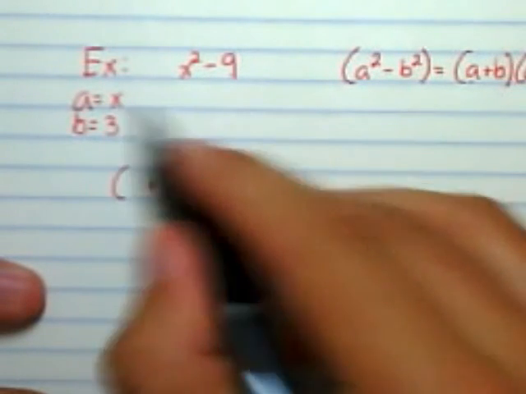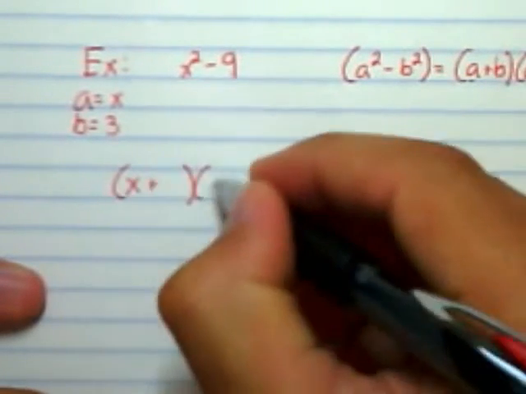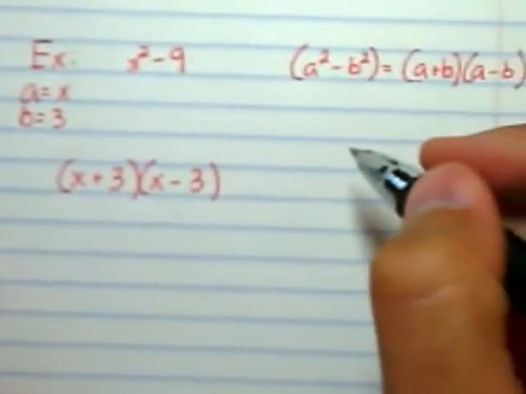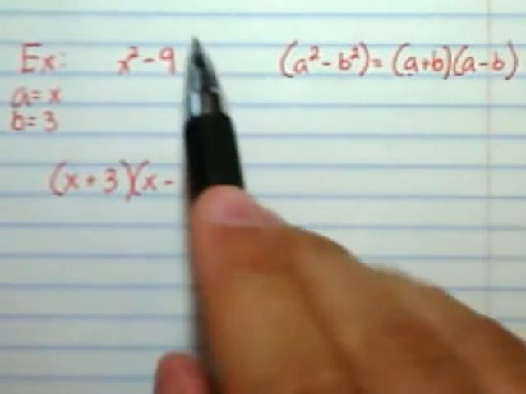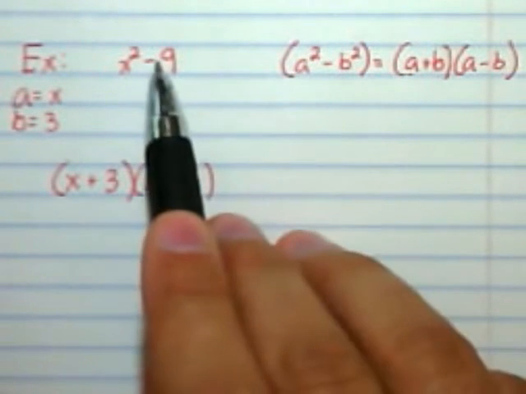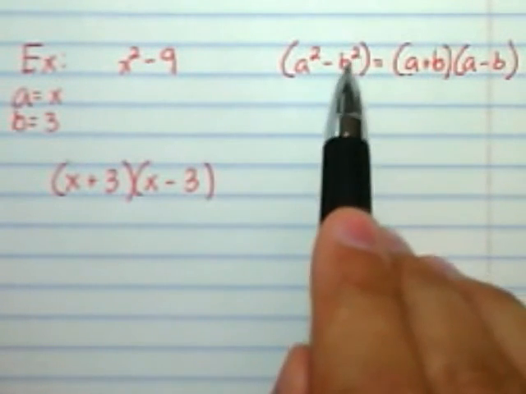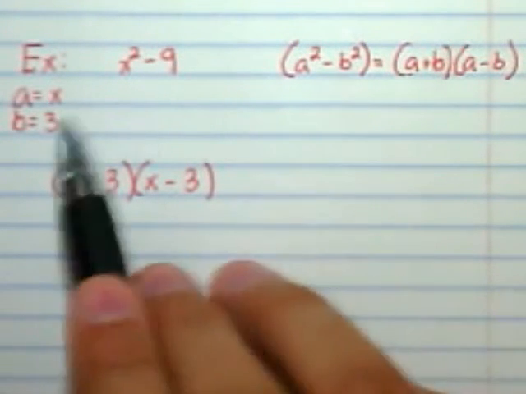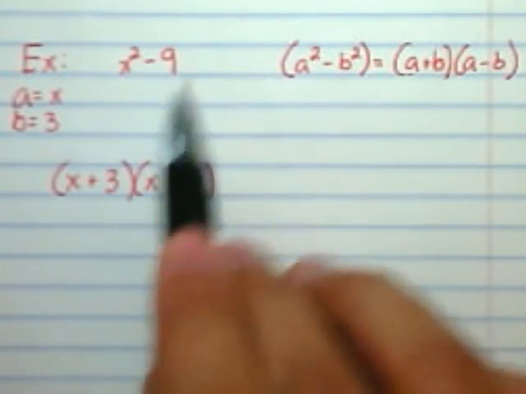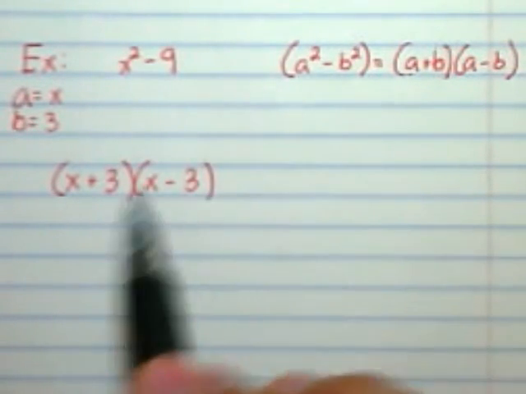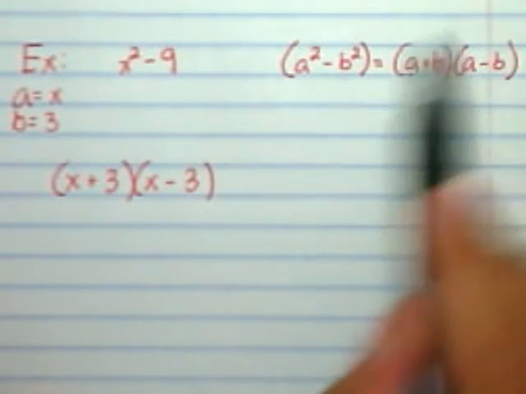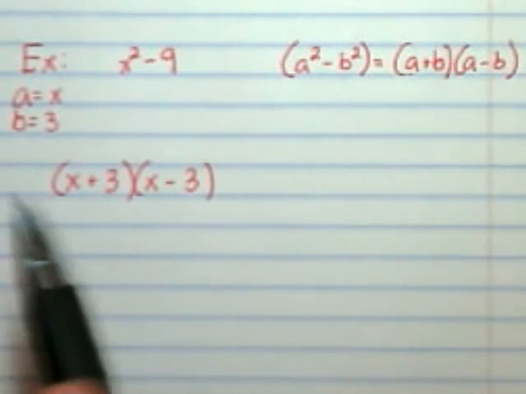So what we're going to do is plug in our x for all of our A's. We're going to plug in our 3 for all of our B's. Now I want you to see the similarity, what's going on here. X squared is symbolized by A squared. Minus 9 is minus B squared, because B squared would be our 3 squared, which gives us our 9. I want you to see the similarity. This and this are the exact same things. We broke it up into these two sets of parentheses that became our factors.